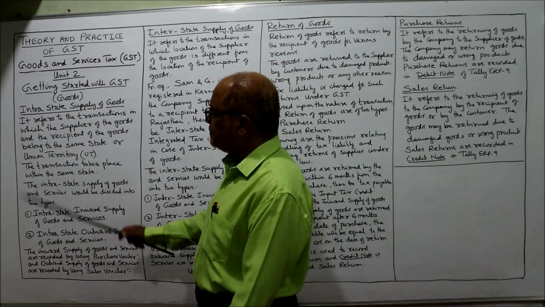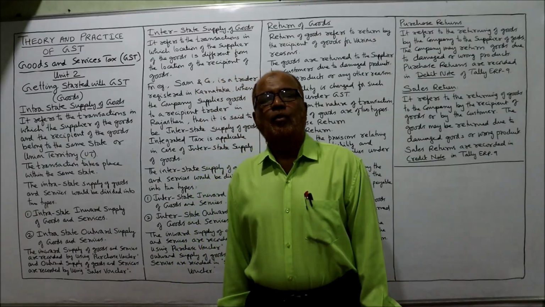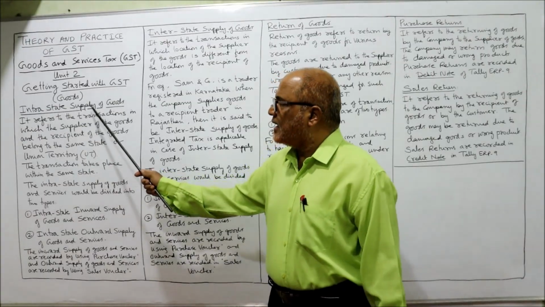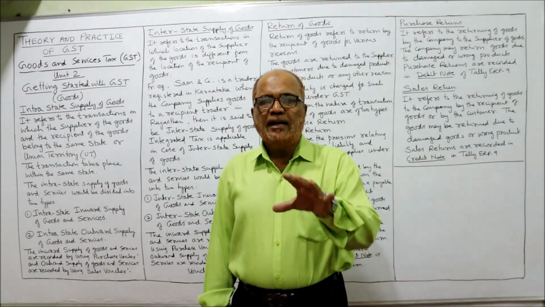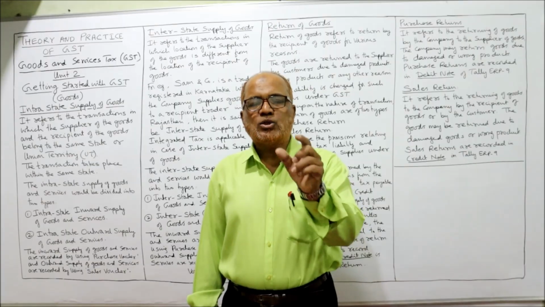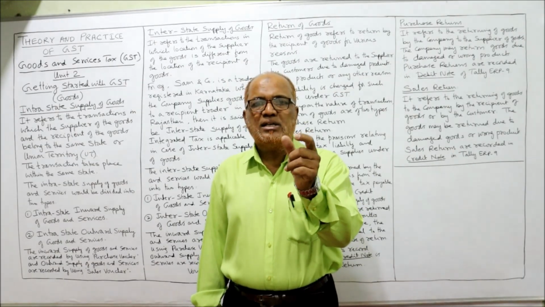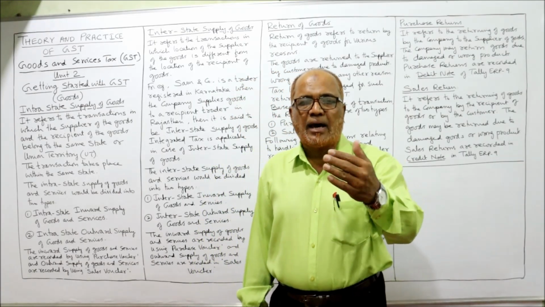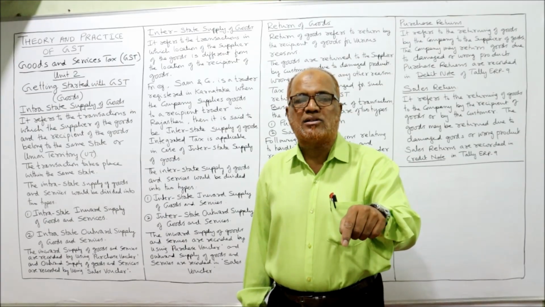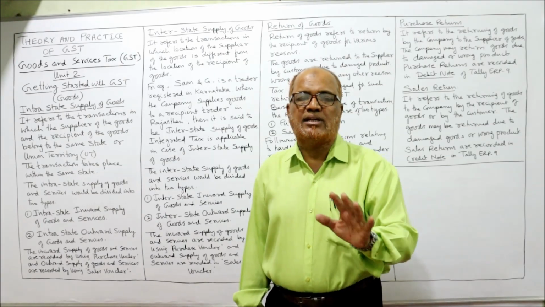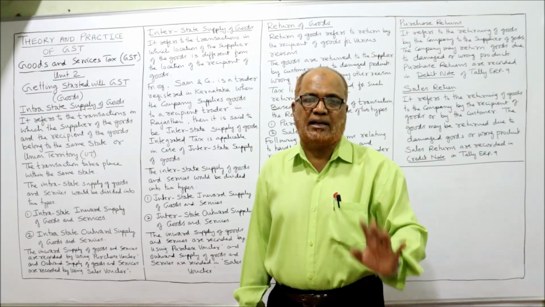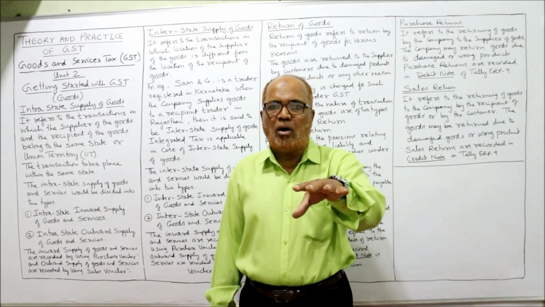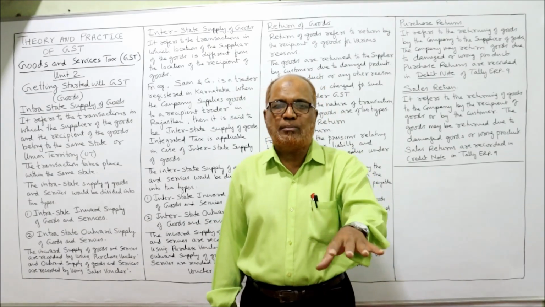Now, first of all, getting started with GST goods. This is the heading for unit number 2. So first of all, intrastate supply of goods. Actually, intra, the meaning of intra is within the same state. That means the supplier as well as the recipient belong to the same state or the same union territory, UT.